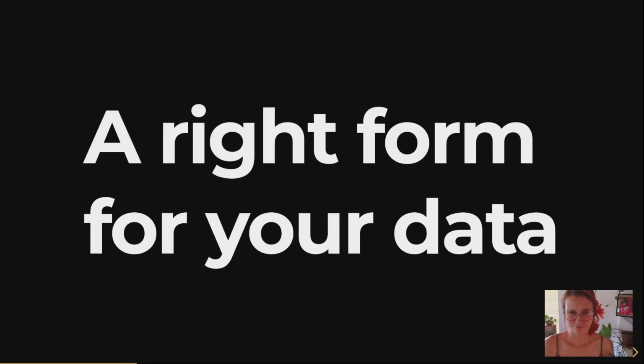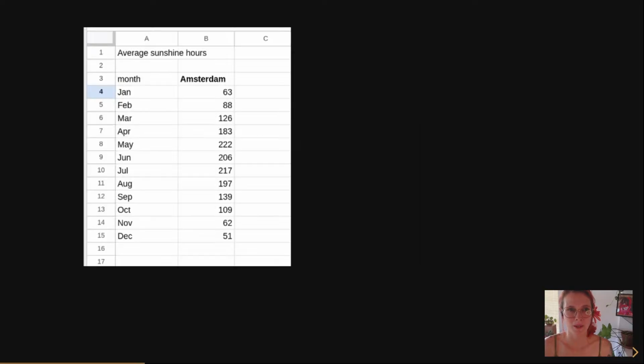So what actually makes a right form for our data, right? What is it? So let's take this data set, right? This is average sunshine hours per month for Amsterdam.